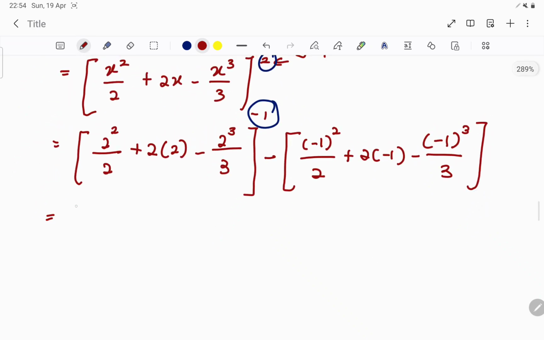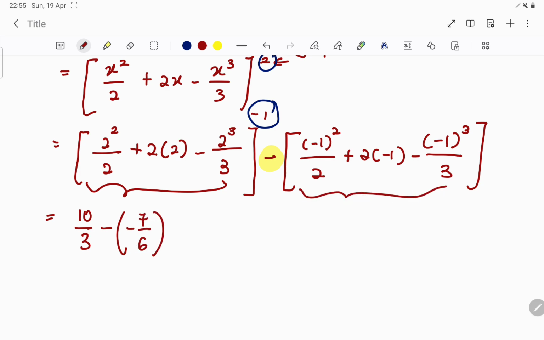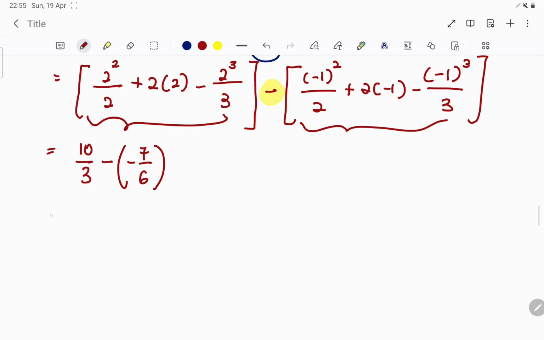Okay, so let me calculate this one first, where here you're gonna get 10/3 at this part. Okay, then you have to minus. Okay, here you have to minus. Okay, and then minus -7/6, which is the value for this part. Okay, and then here you calculate, it will get equal to 9/2 units square, like this. Or you also can change it to 4 1/2 units square.